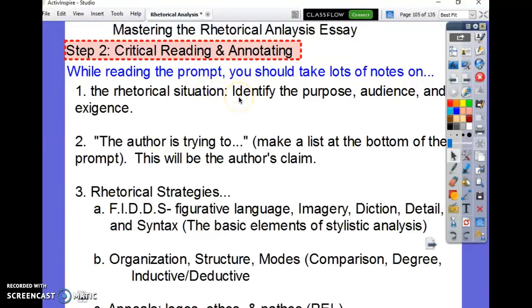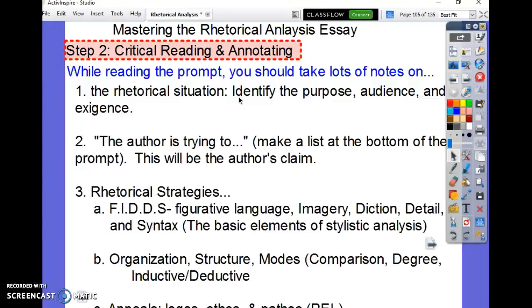Some of the strategies I wanted to talk to you about, actually not even the strategies, this is what you need to do. As the screen shows, while you're reading the prompt, you should take lots of notes. You actually need to write on the prompt. This is in practice, and this is on the actual exam. You need to write on the prompt, and don't just underline. You need to make notes about why you were underlining it.